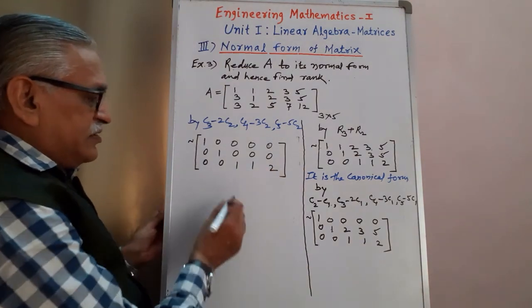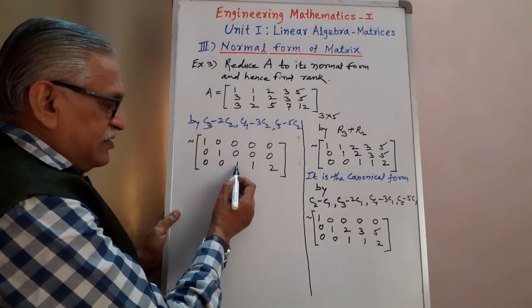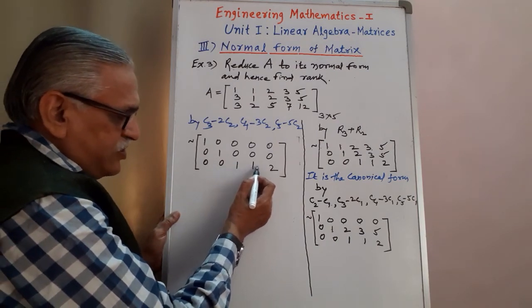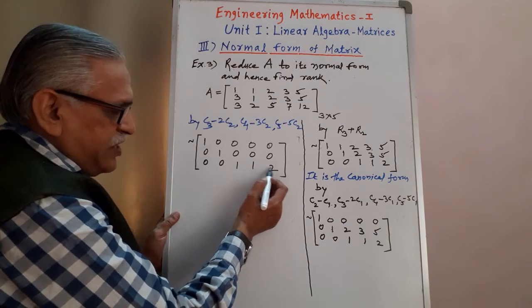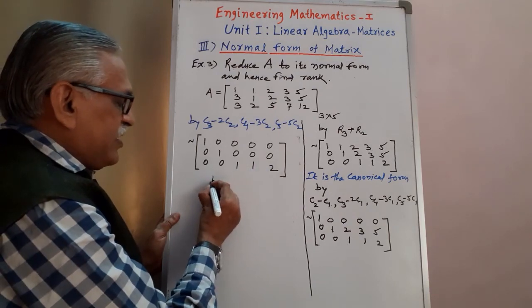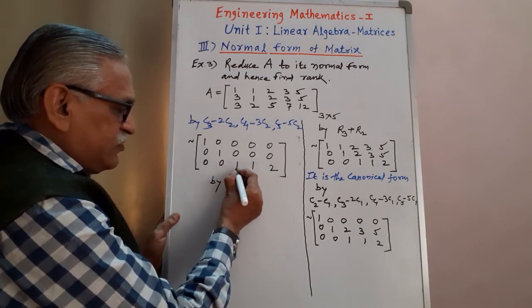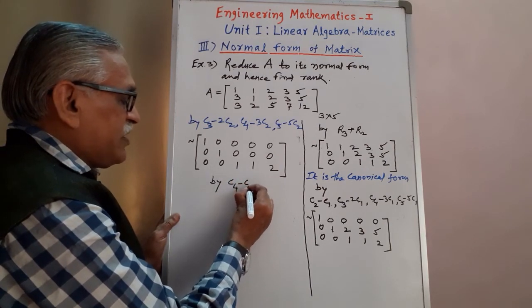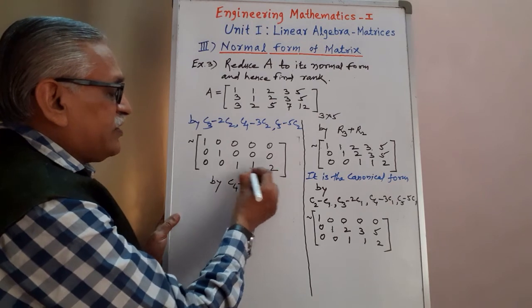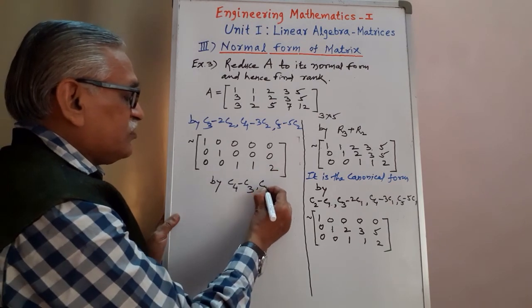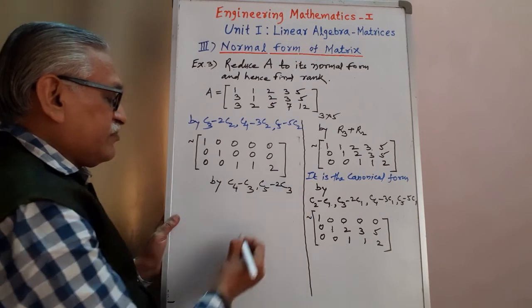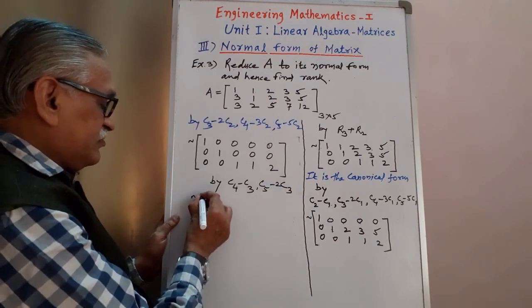Then next, using this third diagonal element, try to convert this 2 to 0 by applying column transformation. 1 minus 1 we get 0. Therefore, the transformation required is C4 minus C3, and 2 minus 2 0, C5 minus 2 times C3 we get.